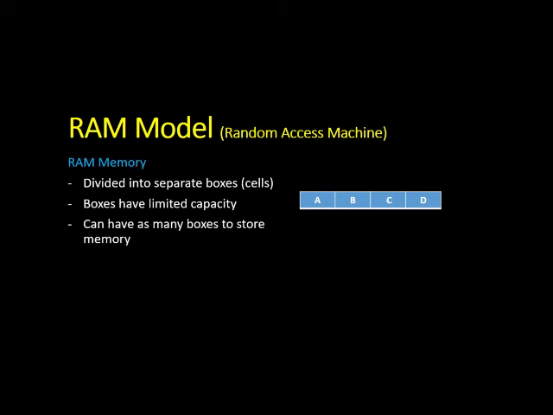These boxes have limited capacity, and you can have as many boxes as you want to store your memory, just like in our visual representation right here. Each box has only a limited capacity. You can only, let's say, store one letter, just A, B, C, D here. But you can have as many boxes as you need to store all your memory. You can have unlimited boxes to store all the letters you can think of.